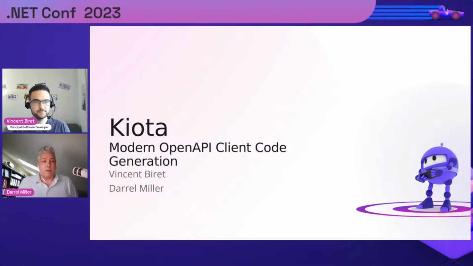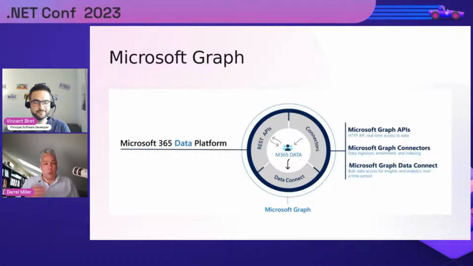So today we're going to talk about Kiota, our modern OpenAPI client code generation written in .NET. In fact, as of yesterday, using .NET 8. My name is Daryl Miller, and with me is Vincent Biret, who's going to show you the code. We are both from the Microsoft Graph Developer Experience team.